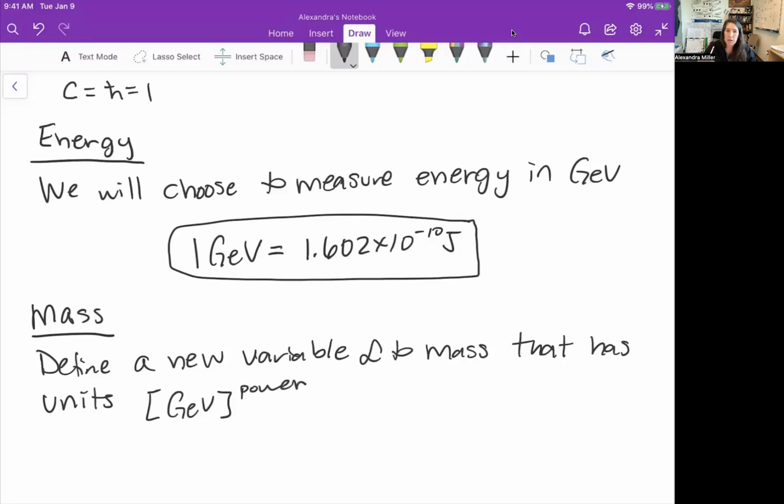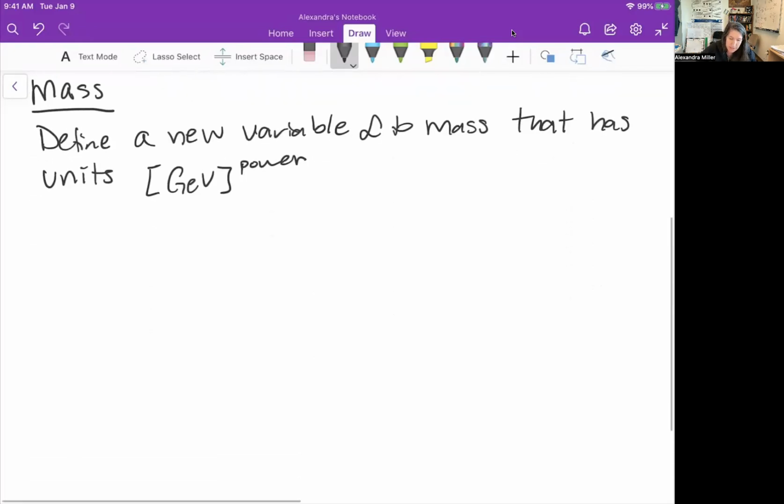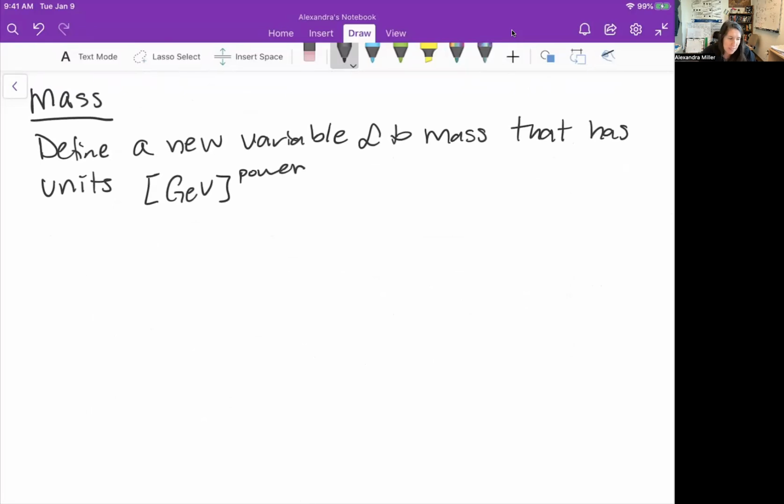And this statement that I'm making here is what we're going to try to do for all of our variables. We're going to try to define a new set of variables so that all of them can be measured in some power of GeV. And what we'll see is this is going to be equivalent to setting c and h bar equal to 1 in all of our equations if we do it the right way. So before I tell you what this new variable is, let's gain some intuition for this.